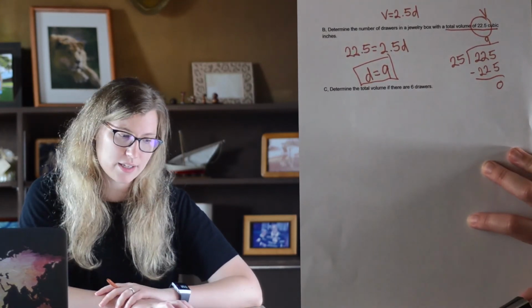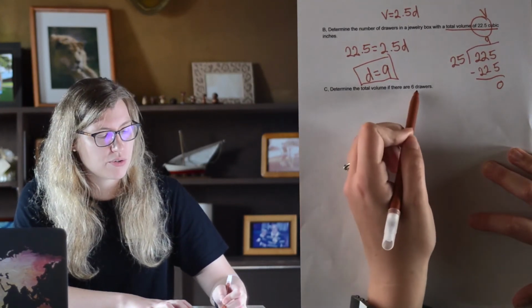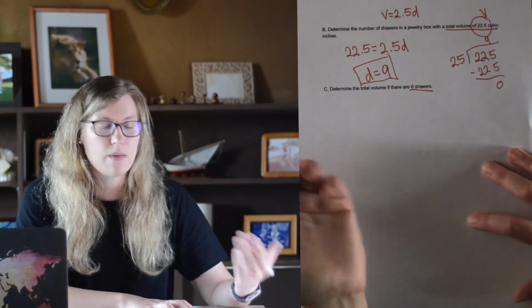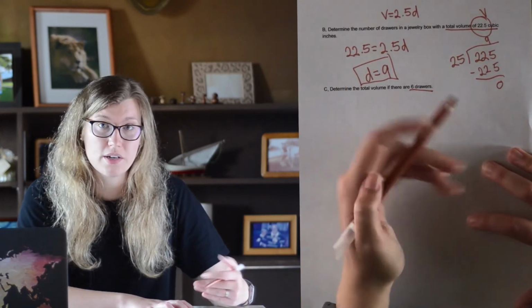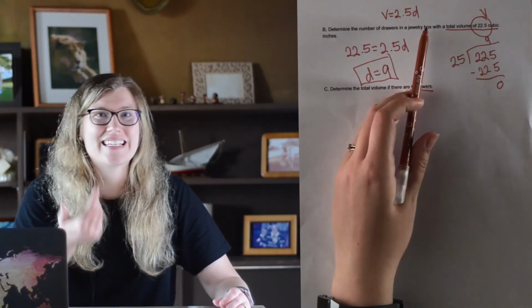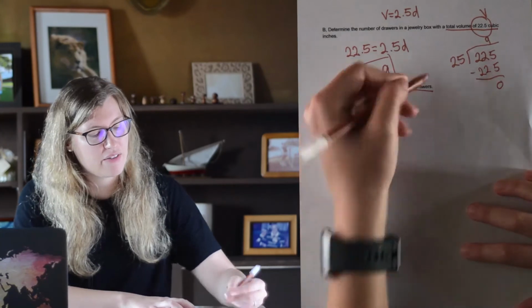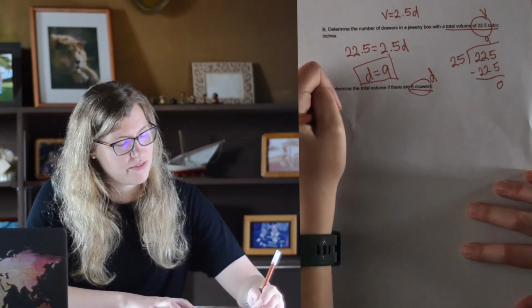All right, let's try the next one. Determine the total volume if there are 6 drawers. What did they tell me now? What was my given information? 6 drawers. Now, is that going to match my V or my D? Drawers, D. It's going to match how many drawers I have. So this right here is going to be my independent variable.